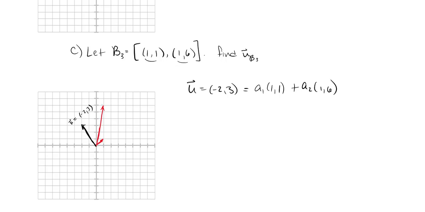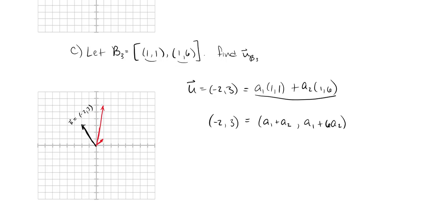And now again, we're just going to put all this stuff on the right side together. In the first component on the right side, I have one copy of A1 plus one copy of A2. In the second component on the right side, I have one copy of A1 plus 6 copies of A2. And we know at the end of the day, this has to be negative 2 in the first component and 3 in the second component.